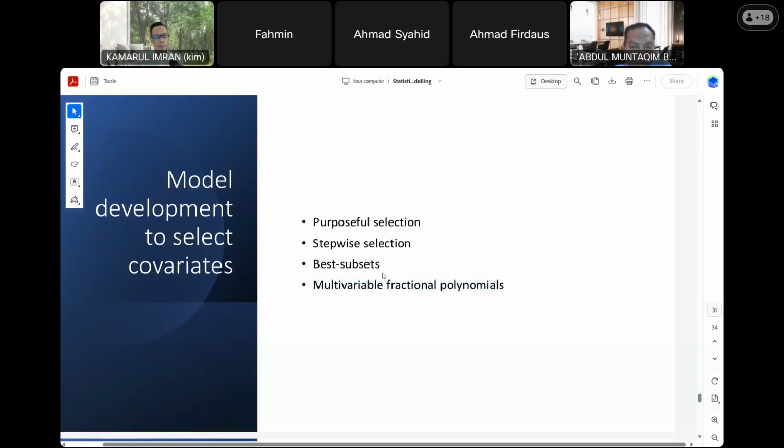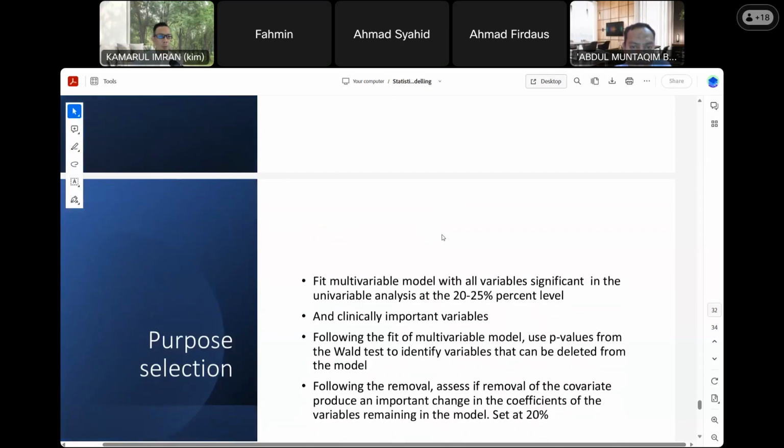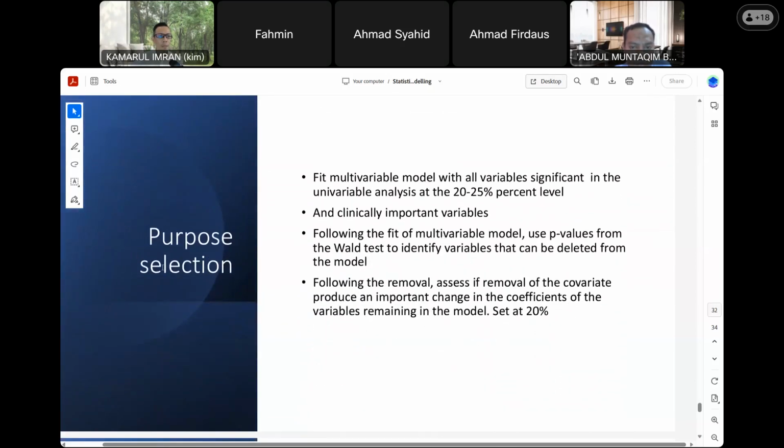Okay. This one dalam our book tu, the last chapter tu we talk about some of the variable selection and some of the model development procedures lah. Okay, so boleh juga baca book chapter yang last sekali ya. Purposeful selection, okay. Yang ni fit multivariable model and then choose clinically important variables and then and so on. Okay, boleh lah because this is not entirely stepwise.